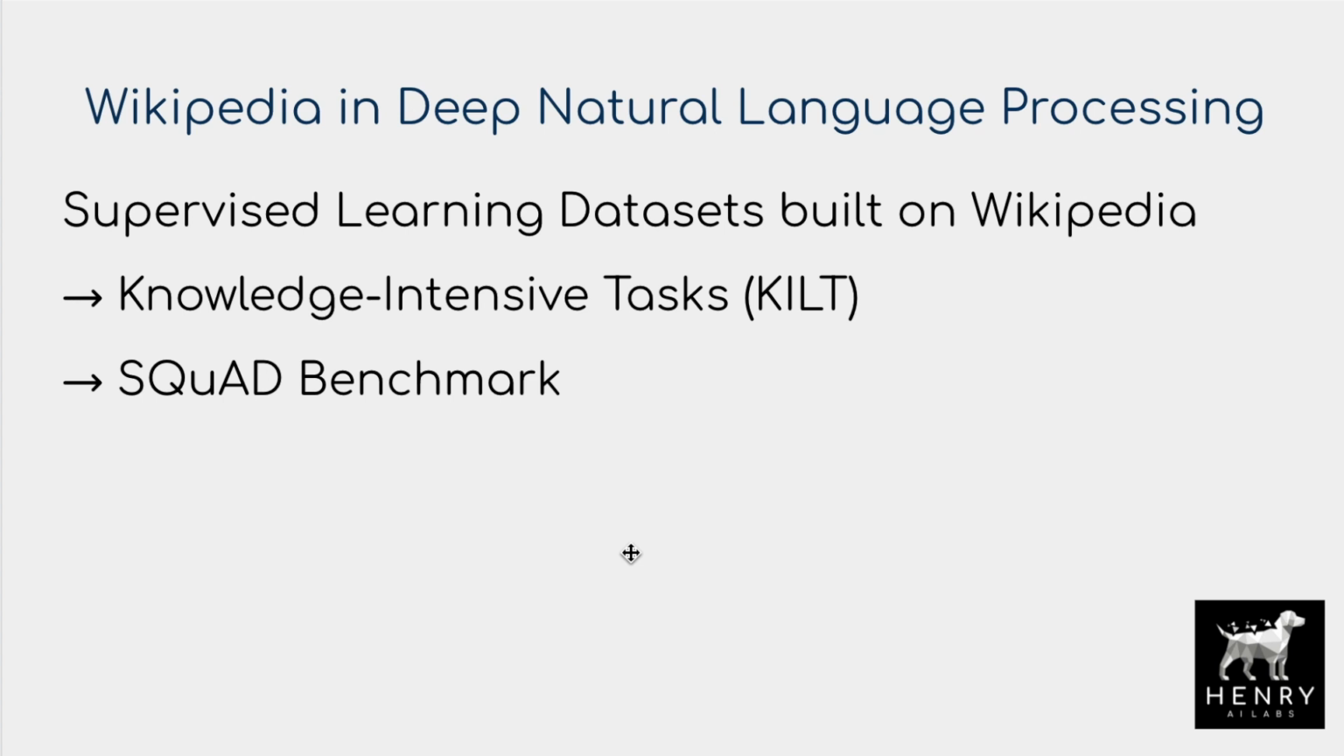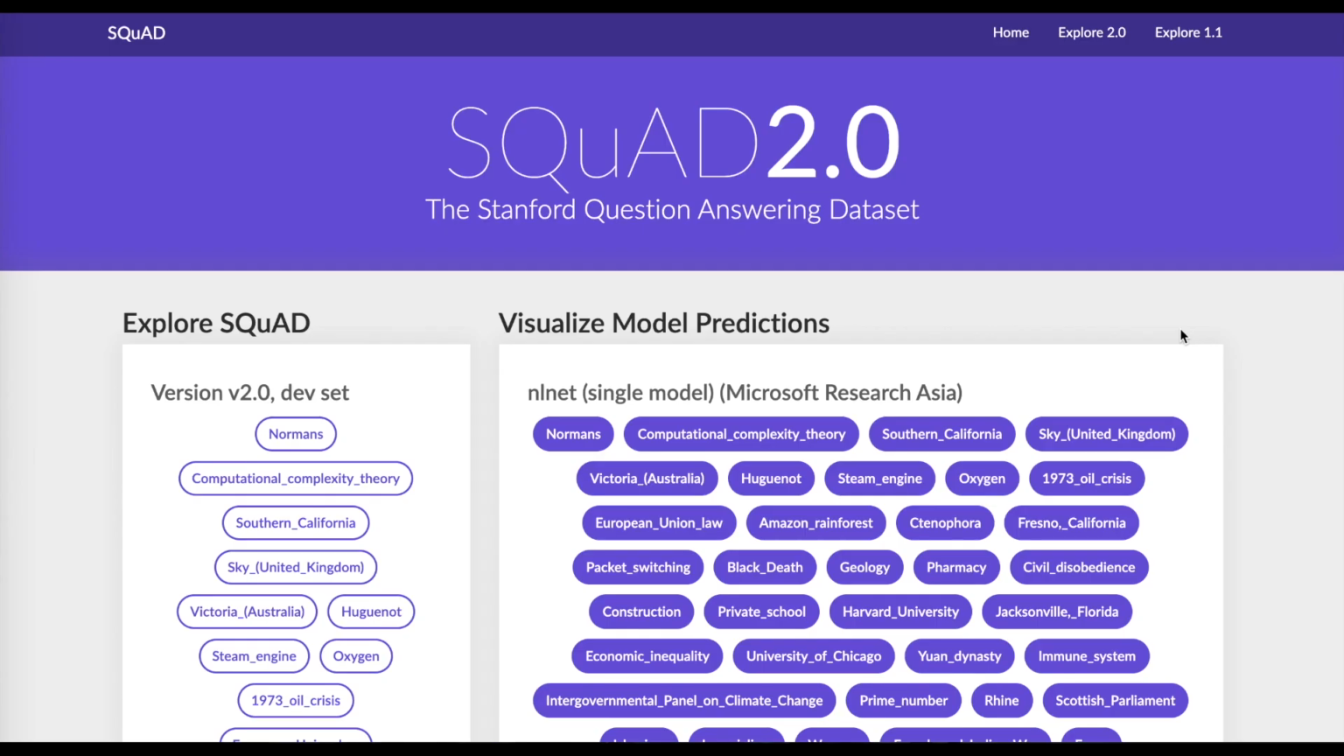So quickly, let's look through these two very popular supervised learning datasets that are built on top of Wikipedia. If you're interested in doing this research, this Weaviate tool can really help you make some progress on the KILT benchmark as well as SQuAD. This website walks you through the SQuAD 2.0 Stanford Question Answering Dataset. So we're going to walk through these two supervised learning tasks to help communicate the idea that you can use these vector search engines with the question answering module made available in Weaviate.